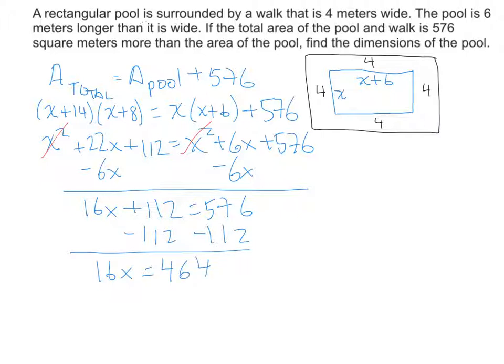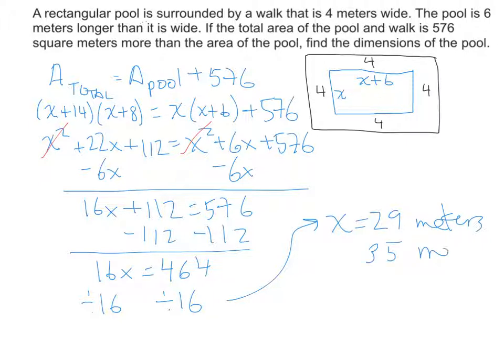That's going to get us 16x equals, let's see, 464. Divide both sides by 16, and you're going to get that x equals 29, which means that the original pool is 29 meters by 6 more than that, which is 35 meters. And so those are the dimensions of the original pool. You can check for yourself that if you add 8 to each of those and multiply, you'll get an area that is 576 greater than the product of 29 and 35.